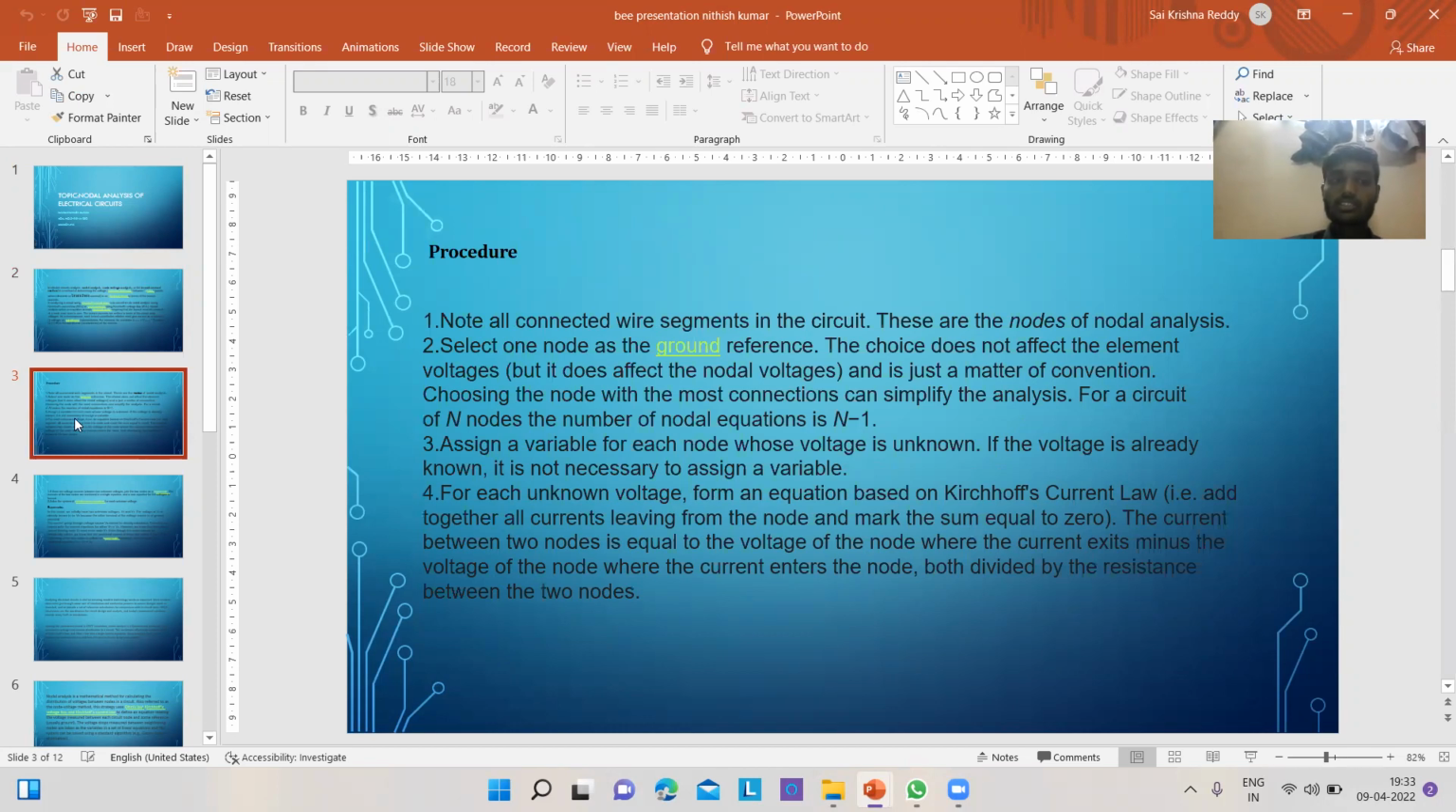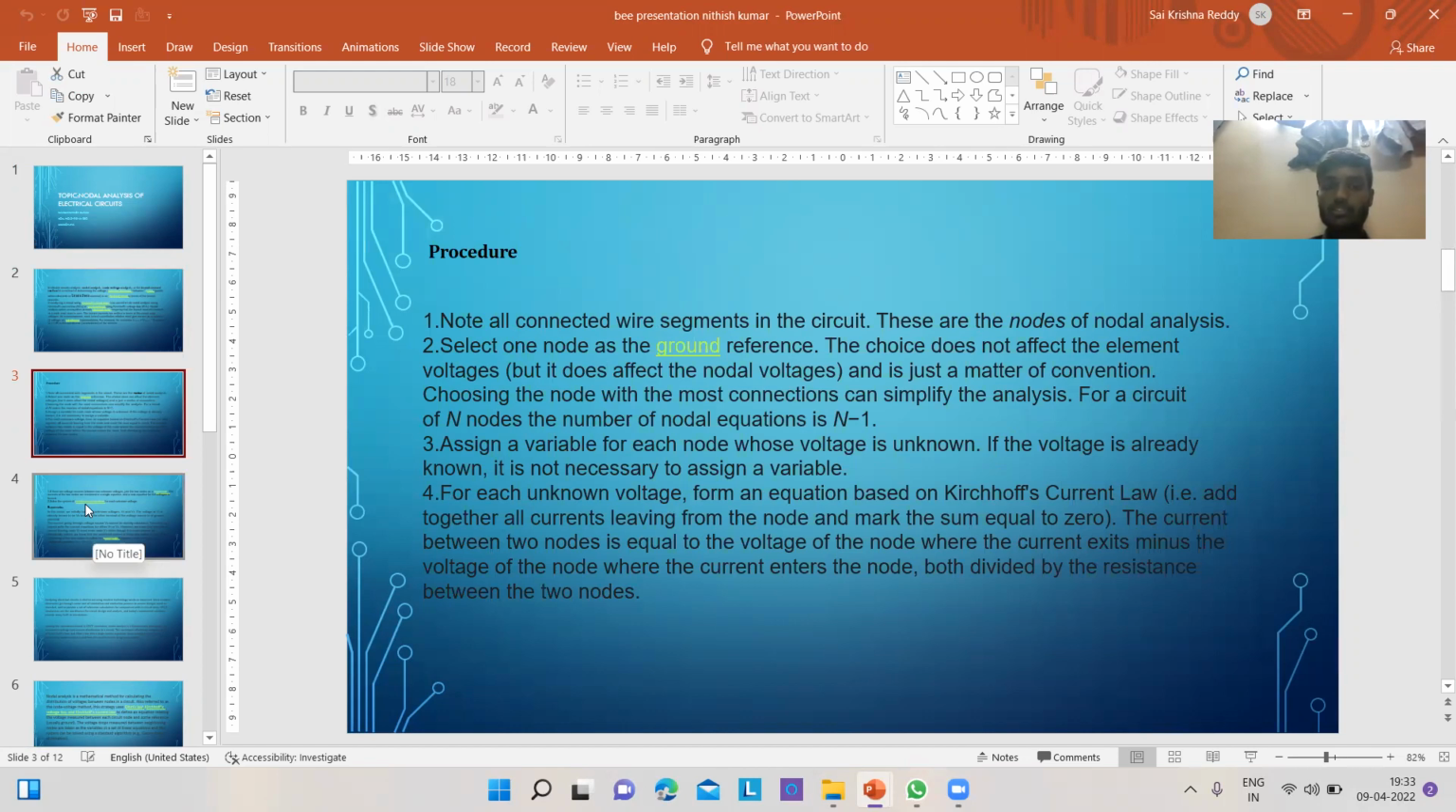For a circuit of n nodes, the number of nodal analysis equations is n minus 1. Assign a variable for each node whose voltage is unknown. If the voltage is already known, it is not necessary to assign a variable. For each unknown voltage, form an equation based on Kirchhoff's current law. That is, add together all currents leaving from the node and make the sum equal to zero.